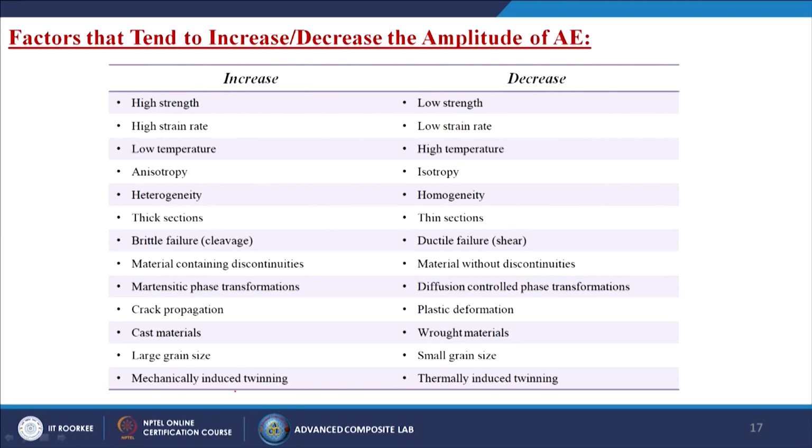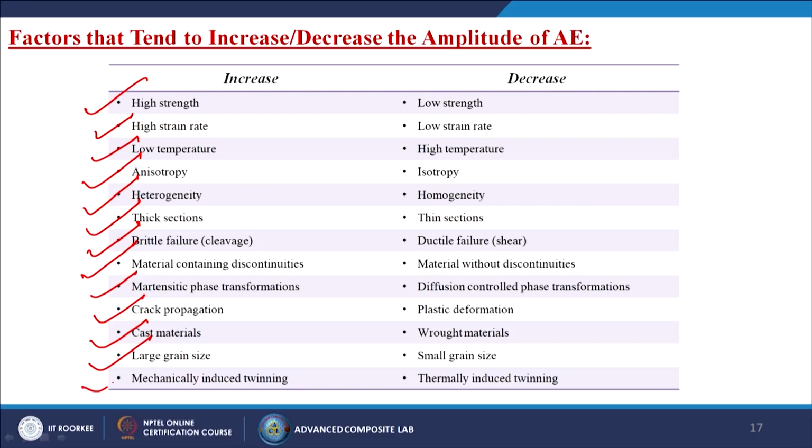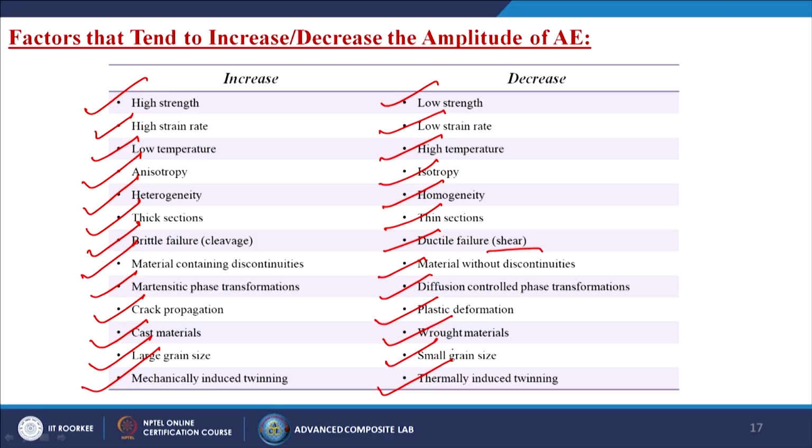Factors that tend to increase the amplitude of the AE: high strength, high strain rate, low temperature, anisotropy, heterogeneity, thick sections, brittle failure or cleavage, material containing discontinuities, martensitic phase transformations, crack propagation, cast materials, large grain size, mechanically induced twinning. Which will decrease it: low strength, low strain rate, high temperature, isotropy, homogeneity, thin sections, ductile failure or shear, material without discontinuities, diffusion controlled phase transformations, plastic deformation, wrought materials, small grain size and thermally induced twinning.